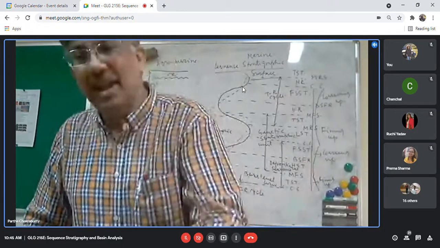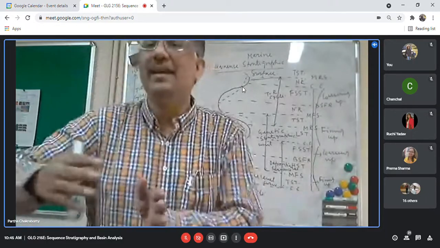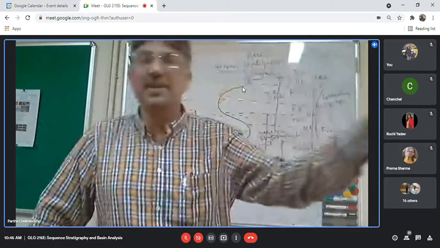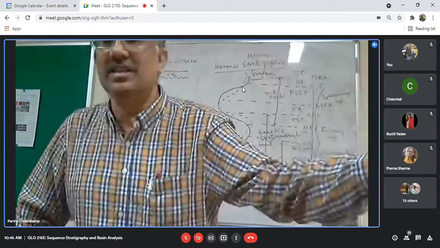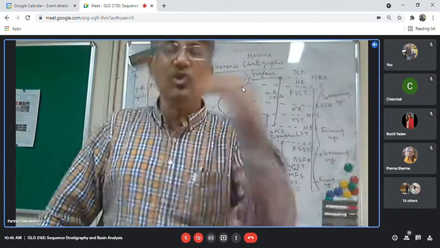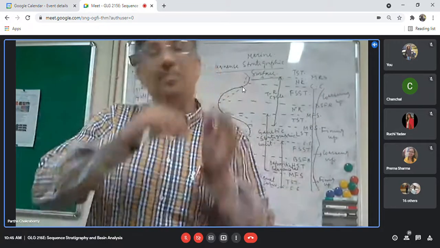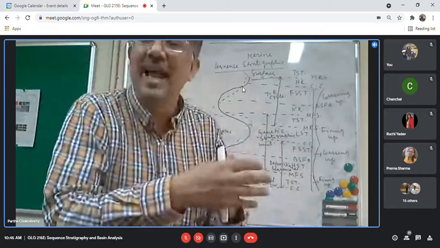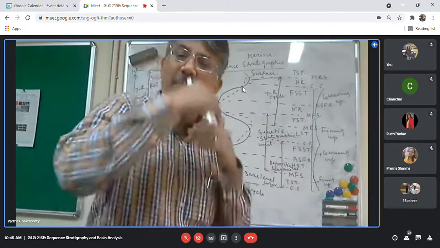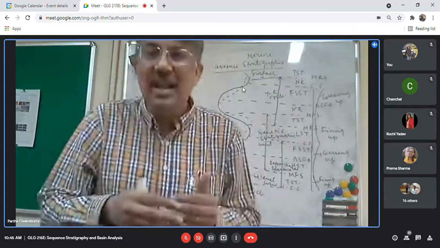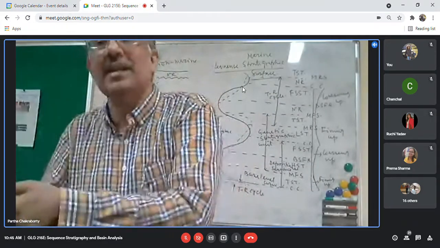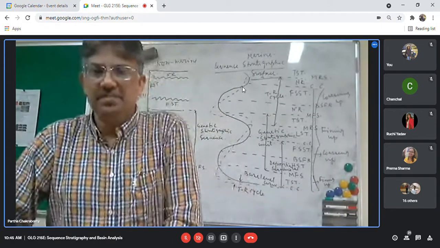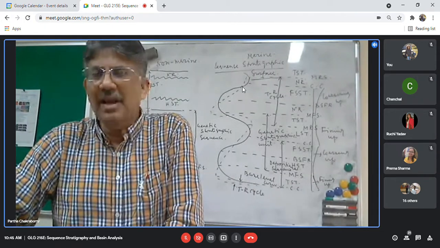So the base level curve will always have a time lag from the transgression regression curve. The shoreline movement curve is basically the transgression regression curve, but the base level curve is not exactly a mimic of it. It will always have a time lag, and there will be a phase lag between the transgression regression curve and the base level curve. This phase lag leads to the generation of the different sequence stratigraphic surfaces. Am I clear?